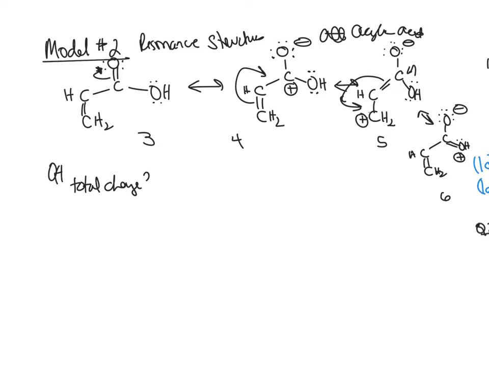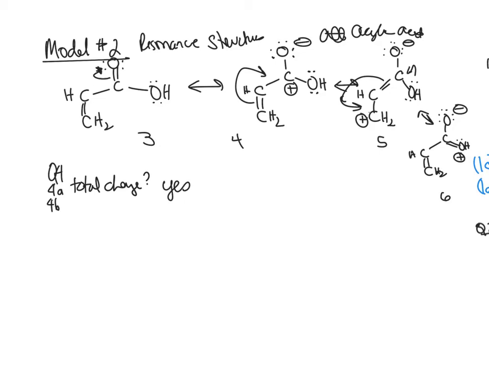So overall, you see in three, it's neutral. Four, the plus and the minus is neutral. Number five, the plus and the minus is neutral. Number six, plus and minus is neutral. So yes. Okay, 4B. Is the total number of electrons for each resonance structure the same?